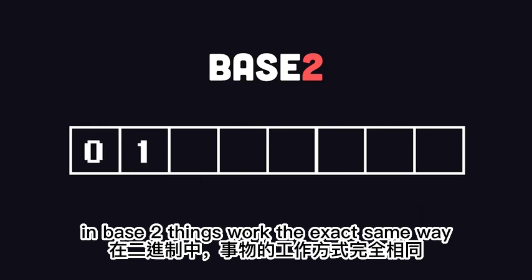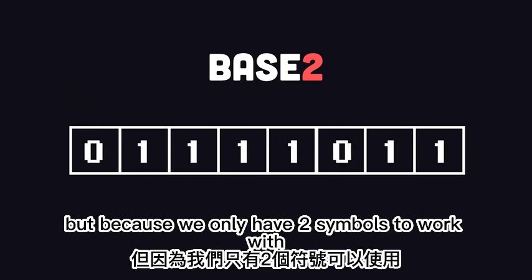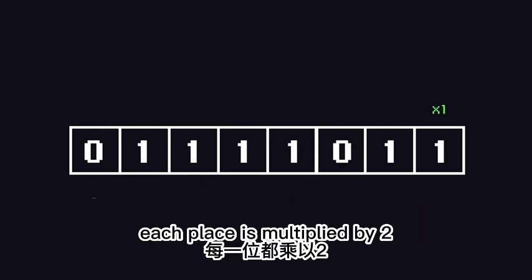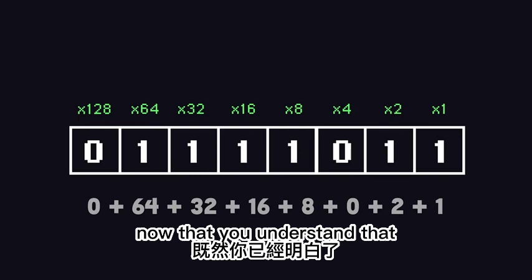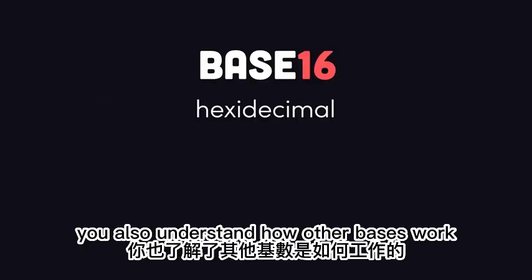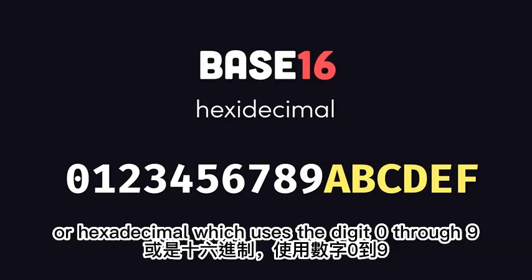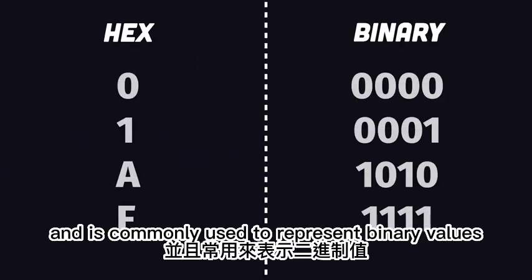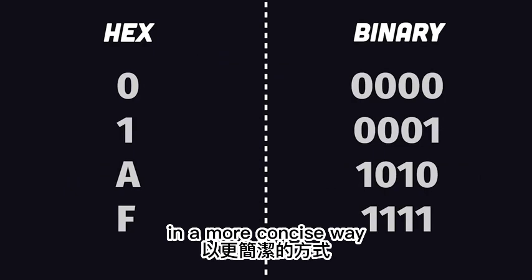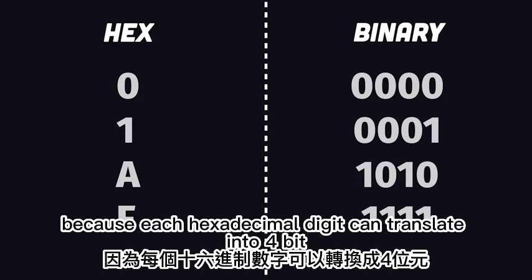In base 2, things work the exact same way, but because we only have 2 symbols to work with, each place is multiplied by 2, like 2, 4, 8, 16, 32, 64, 128, and so on. Now that you understand that, you also understand how other bases work, like base 16 or hexadecimal, which uses the digits 0 through 9 along with A through F, and is commonly used to represent binary values in a more concise way, because each hexadecimal digit can translate into 4 bits.